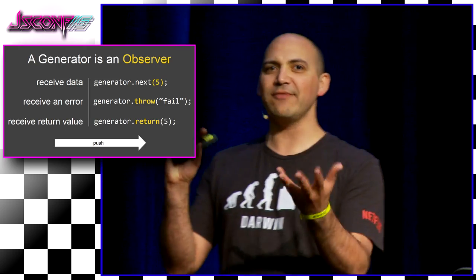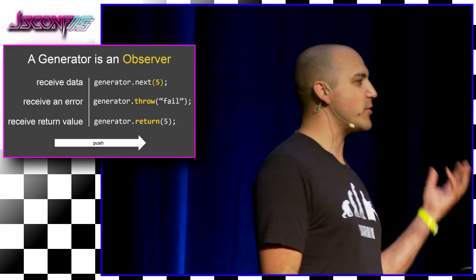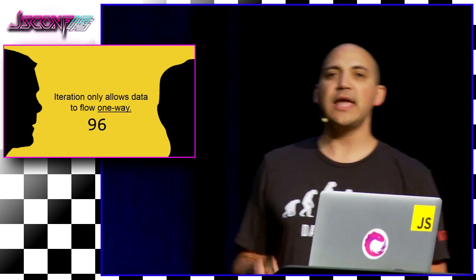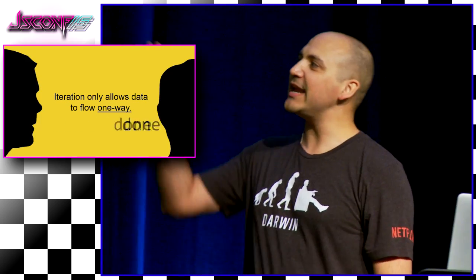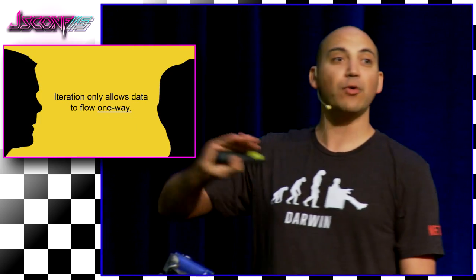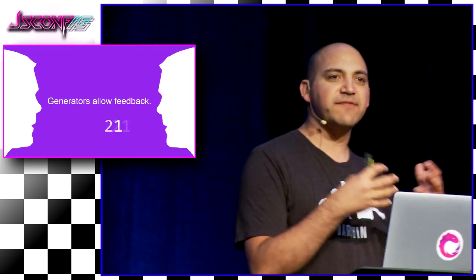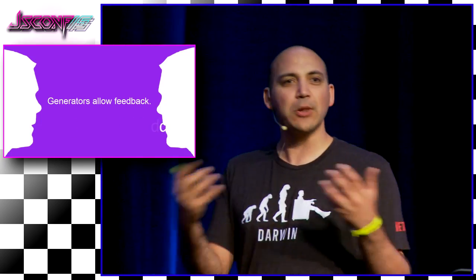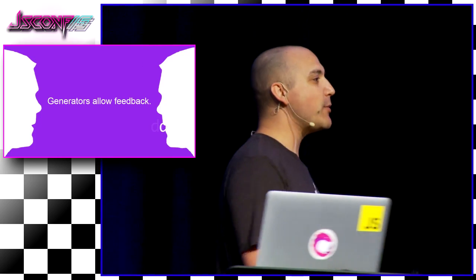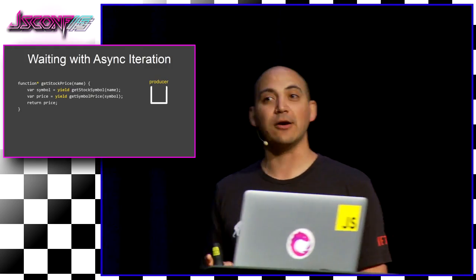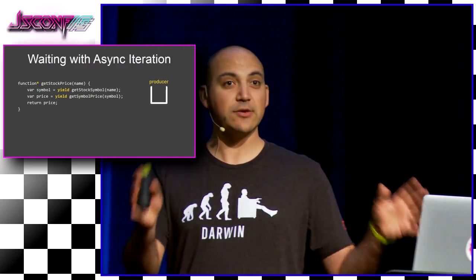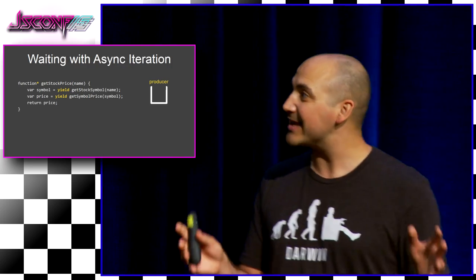So why does an observer have this sort of split personality of both being a source of data and a sink? Well, it's to solve a little problem. And that's that iteration only allows data to flow in one direction. Whereas with generators, 2 functions can effectively have a long-running conversation. I pull a value out, I push a value back in. I pull a value out, I push a value back in. Why would I want to do that? What does that buy me? Well, it allows us to use a very powerful pattern that I think a lot of the people in this room are going to be using in the next few years, called asynchronous iteration.